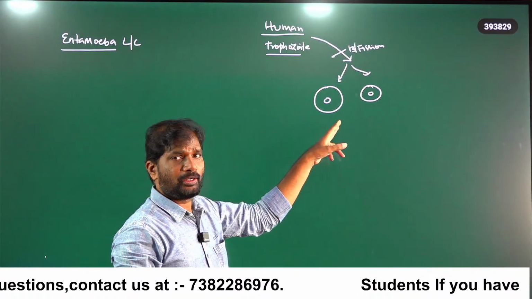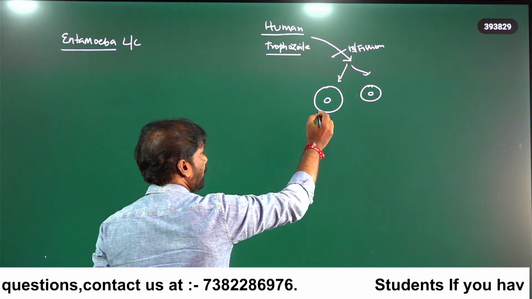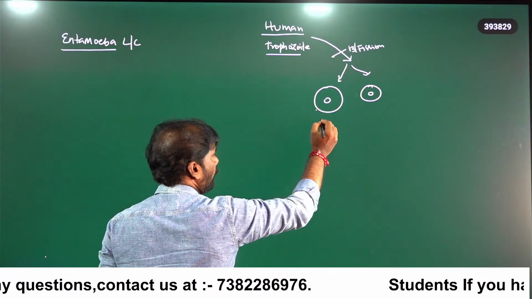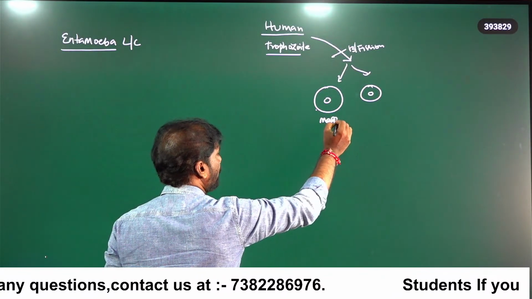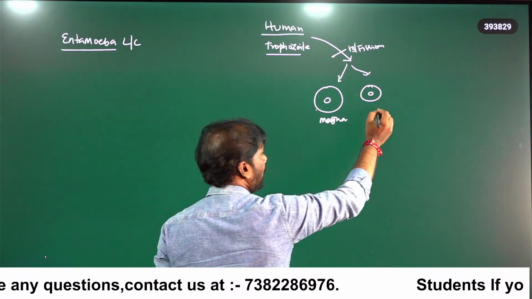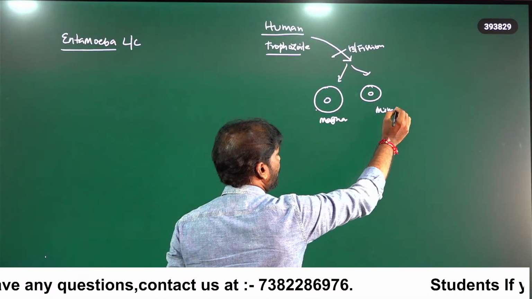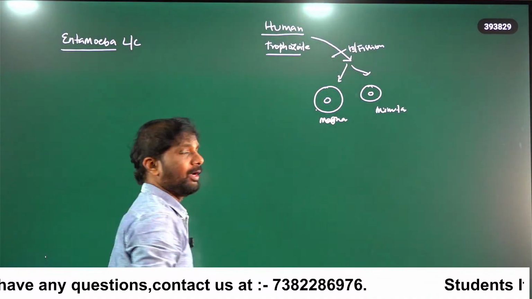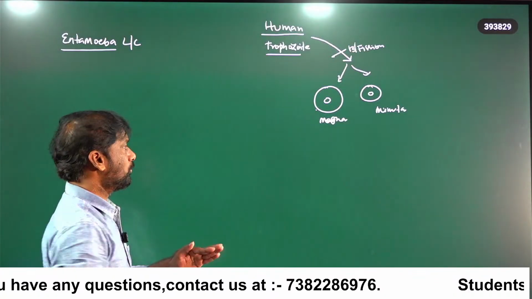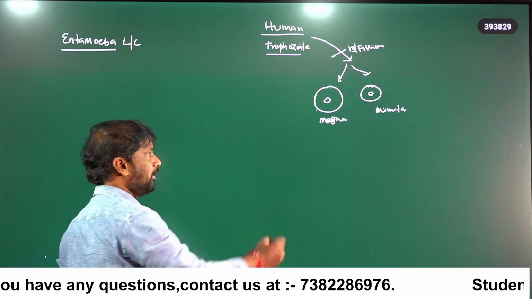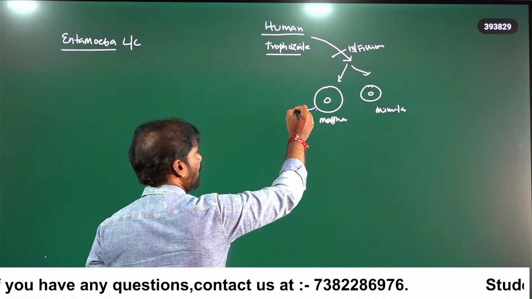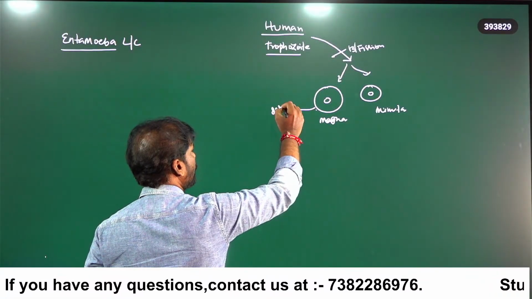One daughter individual is known as the magna form, and the second daughter individual is known as the minuta form. In further development, this magna form develops the pseudopodia.